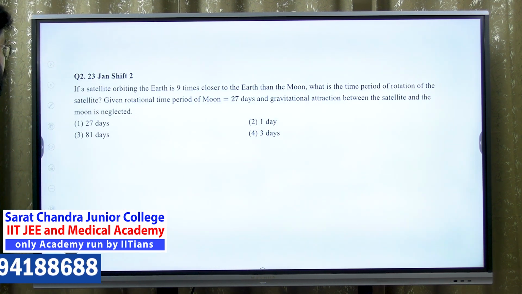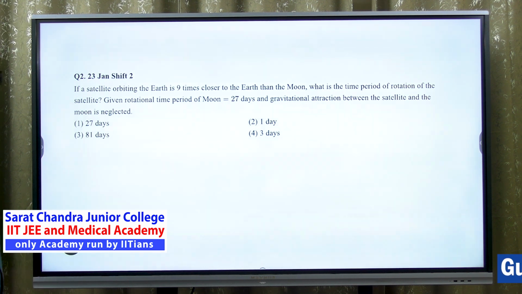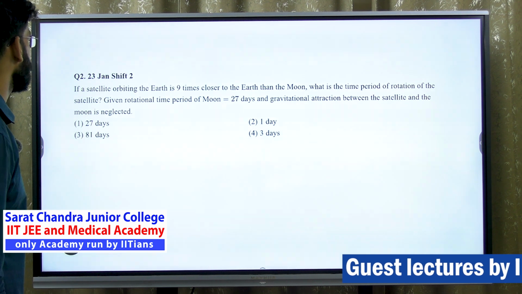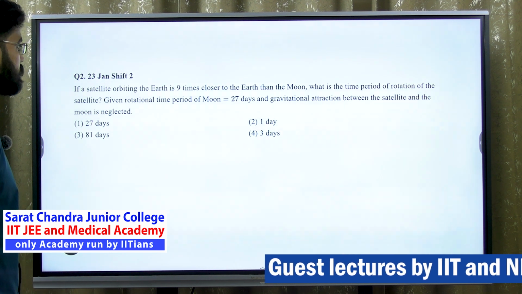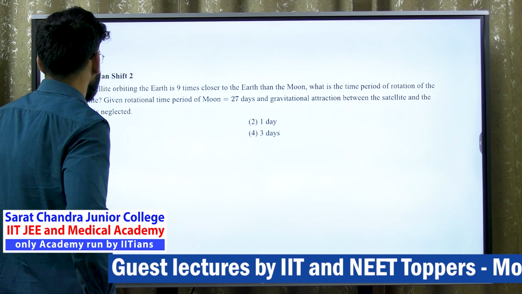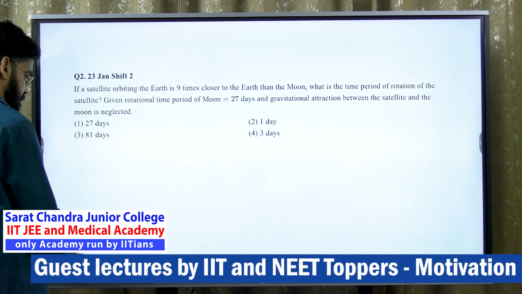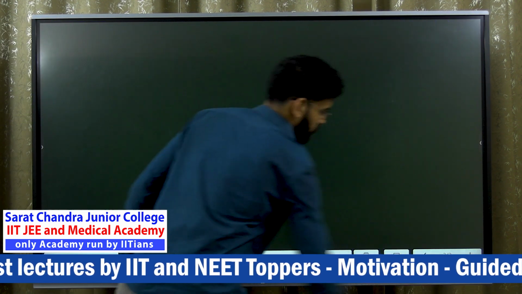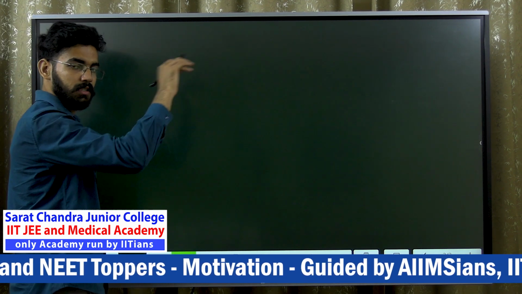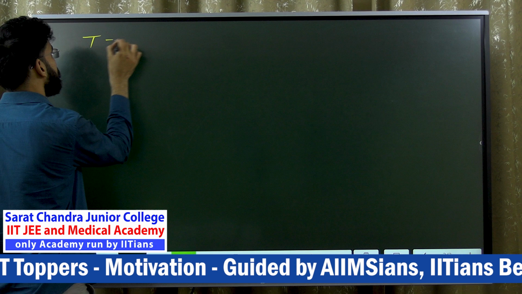Next, a satellite orbiting the Earth is 9 times closer to the Earth than the Moon. Okay. What is the time period of rotation of the satellite, given rotational time period of the moon is 27 days? The gravitational attraction between the satellite and the moon is neglected. Okay. See, what he is saying is basically for moon the time period is 27 days.